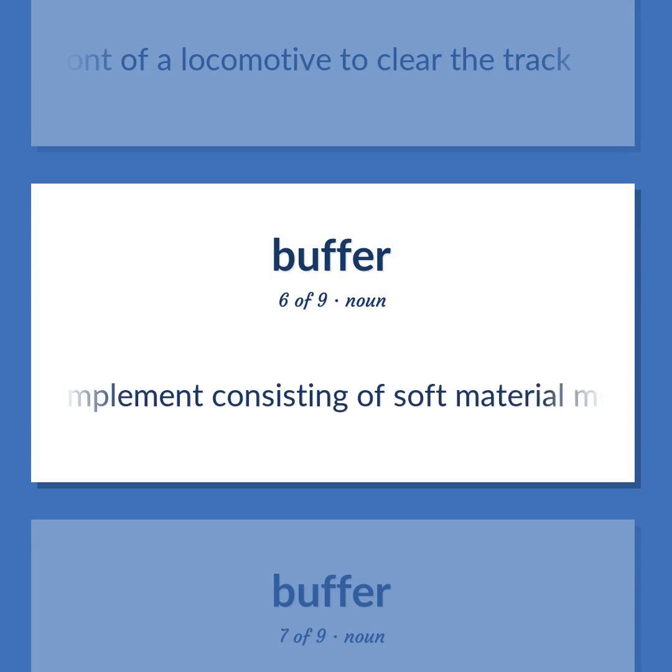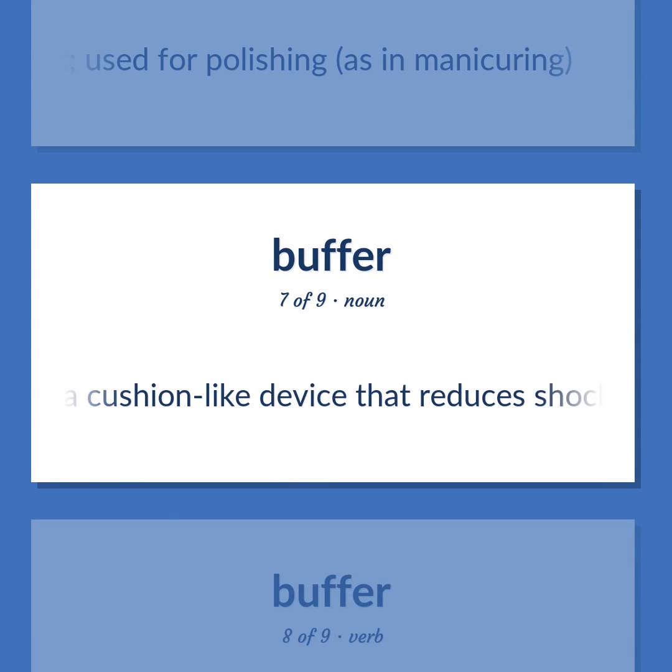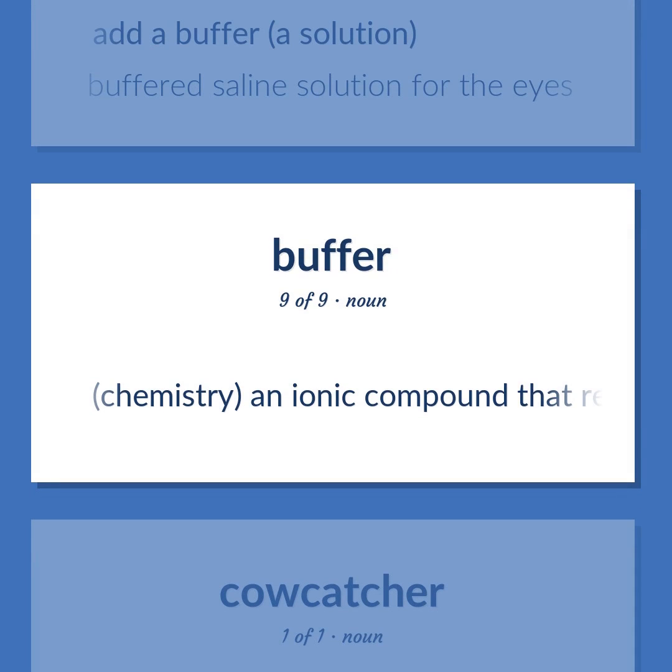An implement consisting of soft material mounted on a block, used for polishing, as in manicuring. A cushion-like device that reduces shock due to an impact. Add a buffer, a solution. Buffered saline solution for the eyes. Chemistry. An ionic compound that resists changes in its pH.